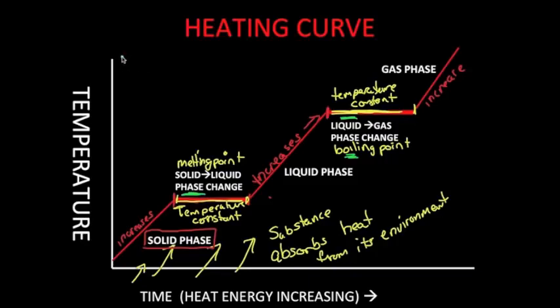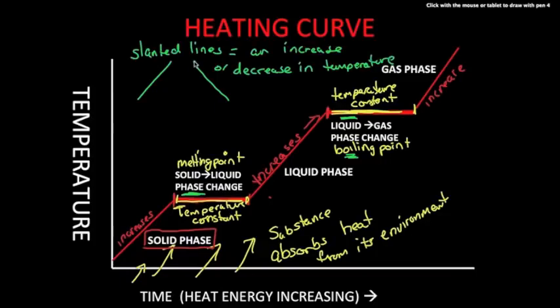Some things to keep in mind when we're looking at a heating or cooling curve is that the slanted lines indicate an increase or decrease in temperature. A line that slants down over time is cooling. And a line that slants up over time is heating. Or we can think of it as absorbing heat from the environment or losing heat from the environment. So lines that are slanted up indicate that the substance is absorbing energy, and lines that slant down indicate that a substance is losing heat energy.